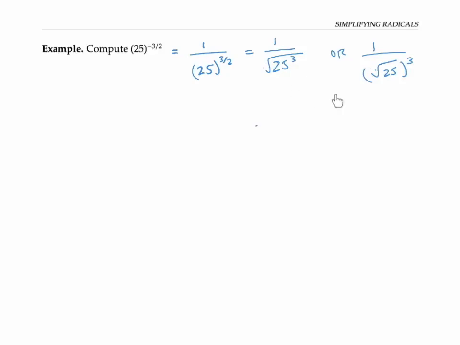Now I could use either of these two equivalent expressions to continue, but I'd rather use this one because it's easier to compute without a calculator. The square root of 25 is just 5. 5 cubed is 125. So my answer is 1 over 125. If I tried to compute the cube of 25 first, I'd get a huge number. In general, it's usually easier to compute the root before the power when you're working without a calculator.